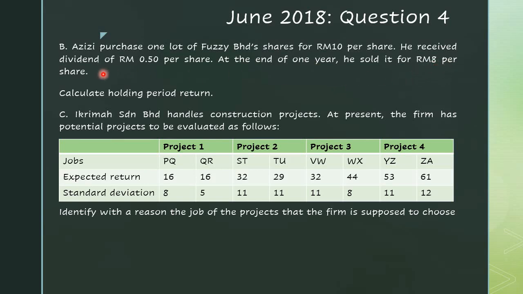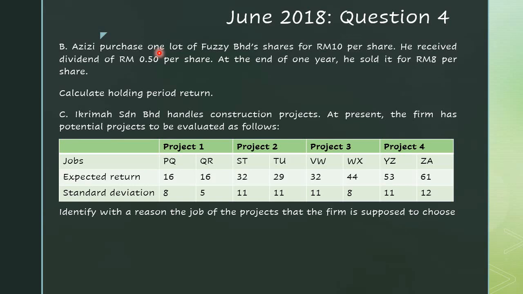So in your textbook or in the video presented by Dr. Noriha, how do we calculate holding period return? It is the current income plus the capital gain, divided by our initial investment. So our income is dividend of 50 cents per share. One lot is always 100 units. Okay, please remember that. So 50 cents times 100 units, meaning Azizi received dividend of 50 ringgit for 1 year.